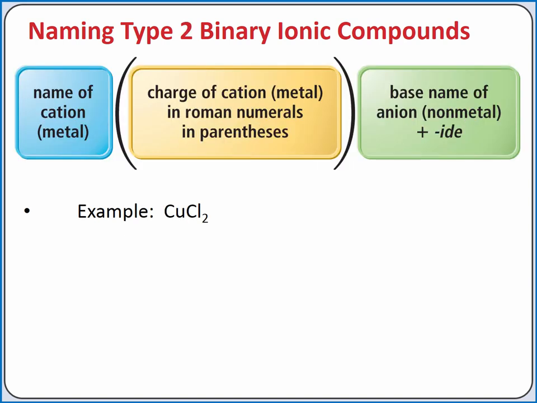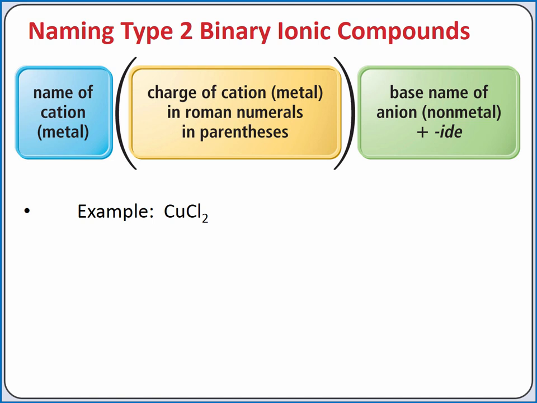Since type 2 metals have more than one possible charge, we need to indicate the charge on the metal in Roman numerals within the name of the compound. For example, let's name CuCl2. Copper is a type 2 metal because it can form more than one possible ion. So we need to use the charge of our anion to determine the charge on copper.